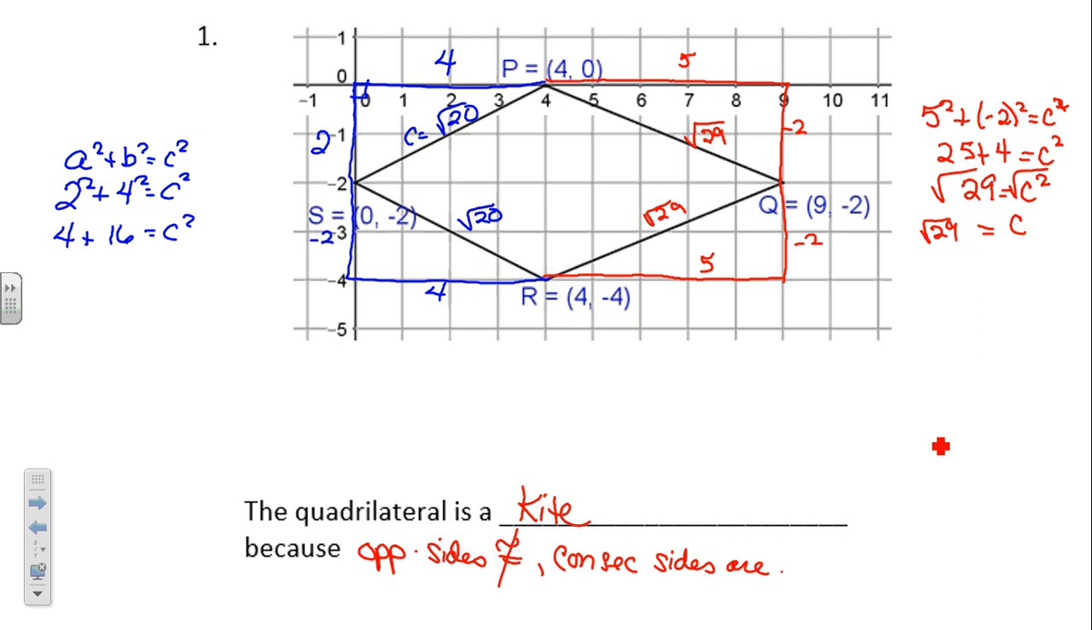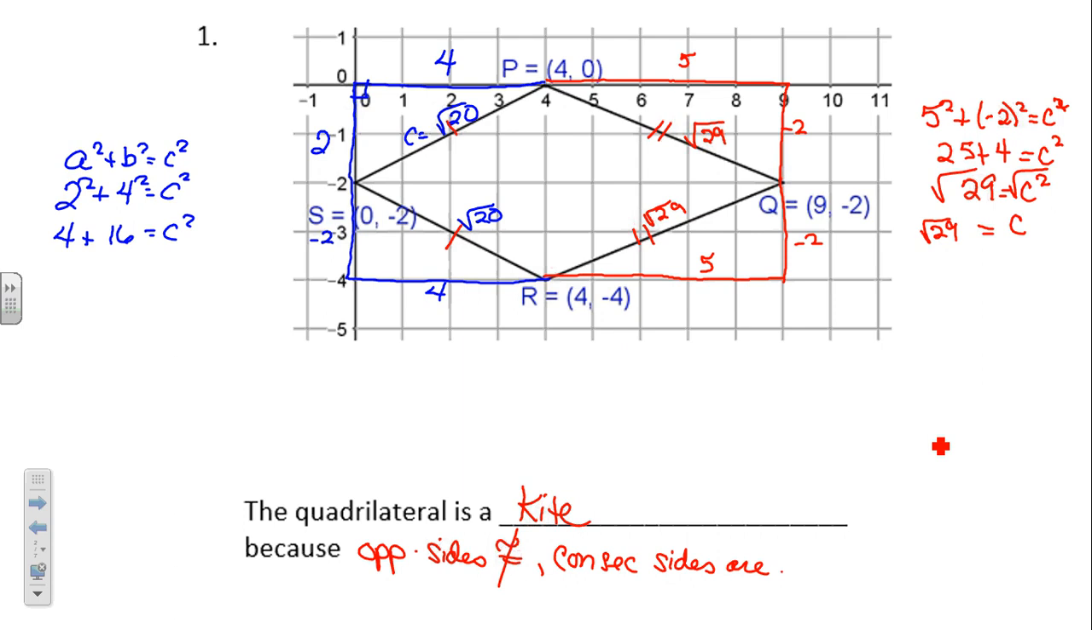But the ones that are next to each other are. That's consecutive. Yep. Yep. This guy and this guy are the same. And those two are. Yep. That's a kite. Okay, make sense? That's the burden of proof you have to give me for your test tomorrow.